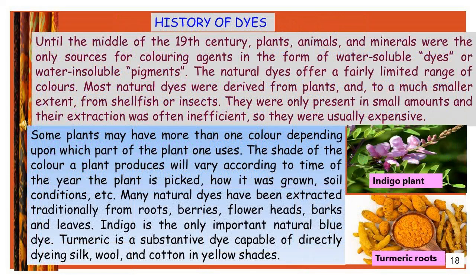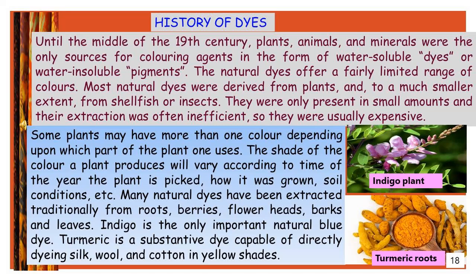History of dyes. Until the middle of the 19th century, plants, animals, and minerals were the only sources for coloring agents in the form of water-soluble dyes or water-insoluble pigments. The natural dyes offer a fairly limited range of colors. Most natural dyes were derived from plants and, to a much smaller extent, from shellfish or insects. They are only present in small amounts and their extraction was often inefficient, so they were usually expensive.